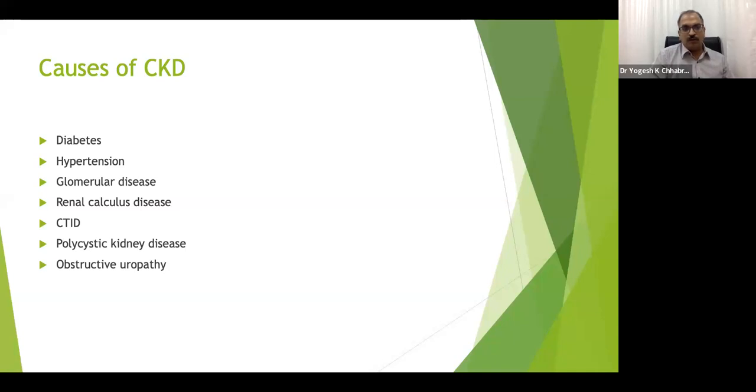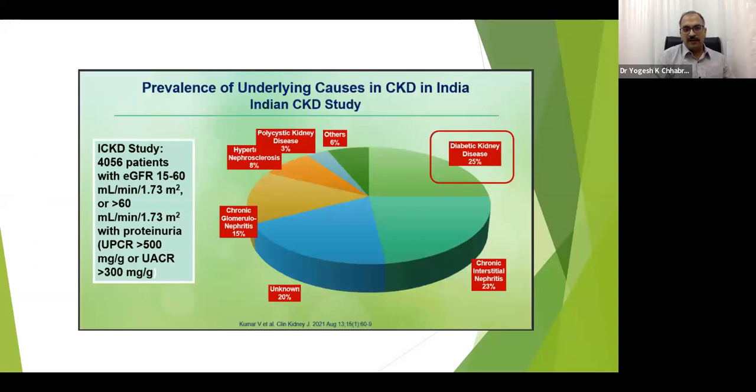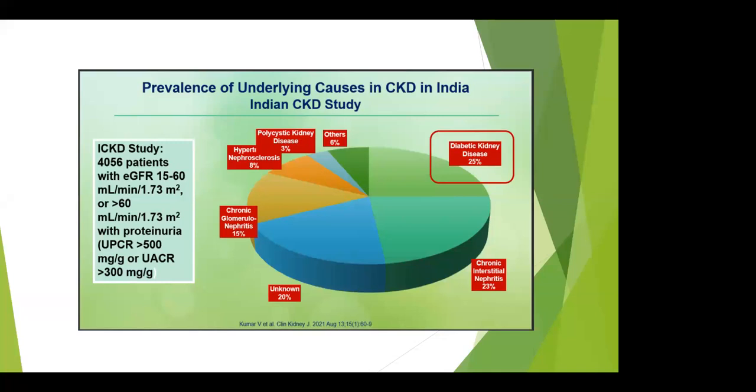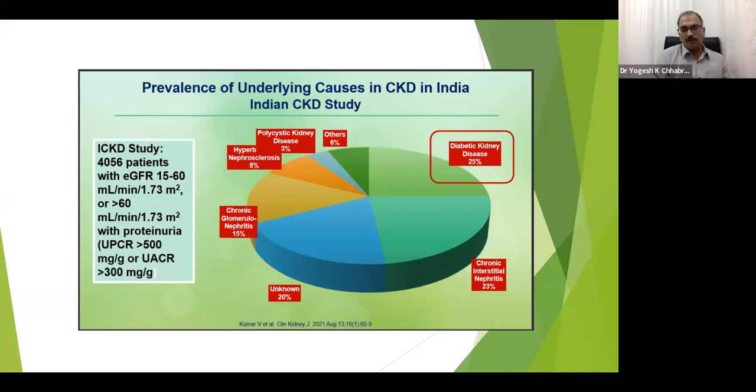Diabetes remains the most important cause worldwide and in India as well. If we see this Indian study, which has been funded by ICKD, diabetic kidney disease remains the most important cause, followed by tubular interstitial nephritis, glomerular nephritis, and sometimes hypertensive nephrosclerosis as well. Although, in a higher age group, diabetes will be almost 40%, followed by hypertension in almost 20 to 25% of the patients as a cause of chronic kidney disease.